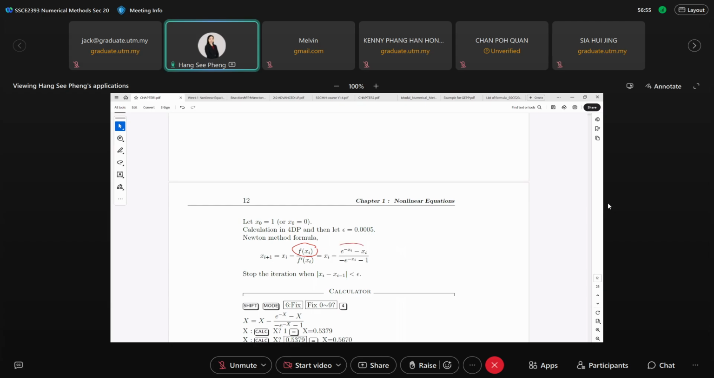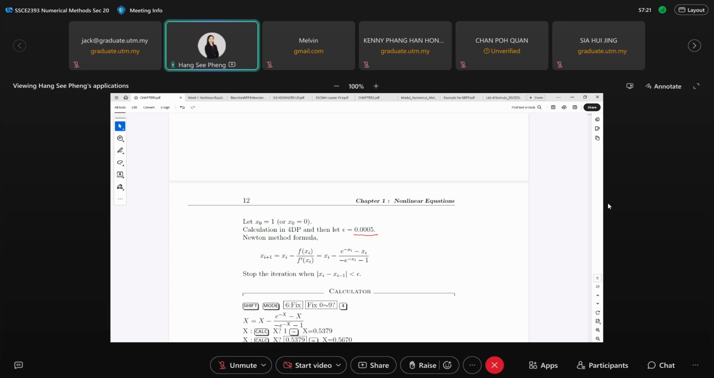Okay, this is fx. After you differentiate the f, then you get the f prime. Put the f prime here. Stop the iterations when the values of the x compared to the previous x, the difference is smaller than epsilon. Okay, so epsilon, you set it as 0.000.